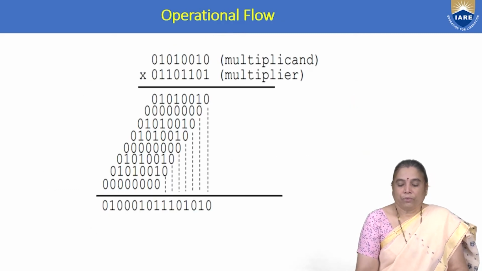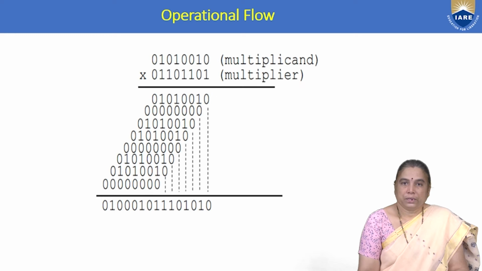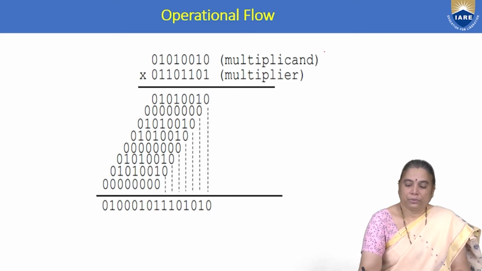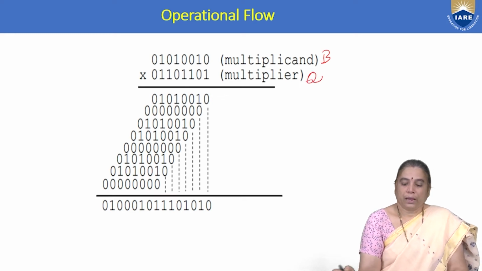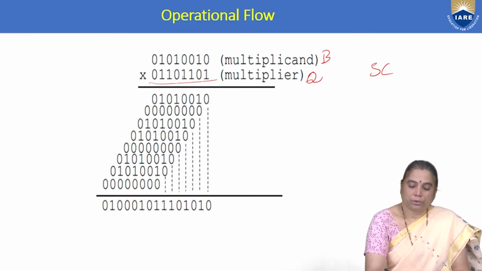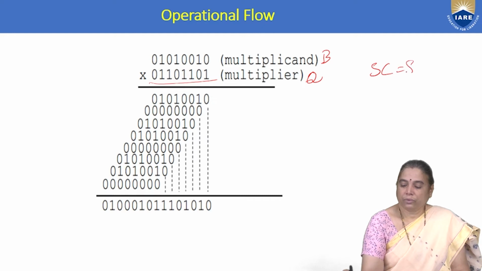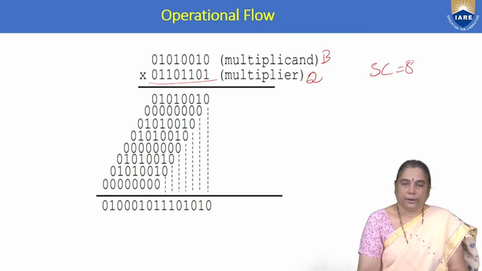So first, whenever you are moving to the flowchart of the binary multiplication, we have to once again look into the flow of performing binary multiplication. The multiplicand is stored in the B register, the multiplier is stored in the Q register, and the number of bits of the multiplier is stored in the sequence counter. First, it is initialized with the number of bits available in the multiplier. So here, 8 bits are there, so the sequence counter is initialized with 8.